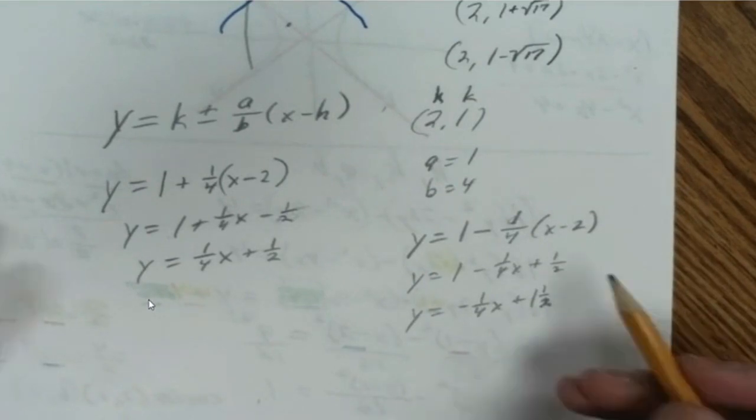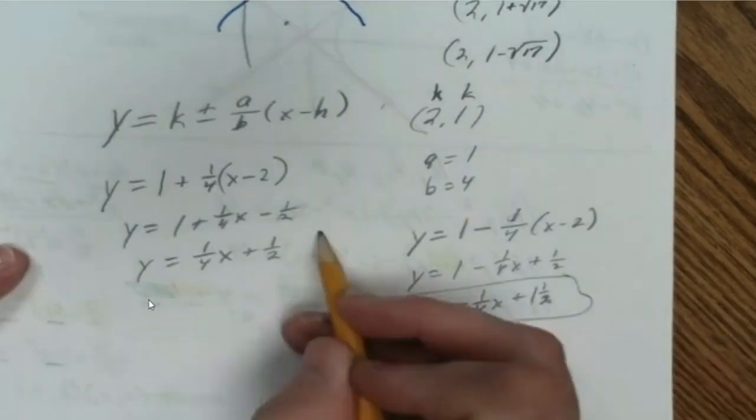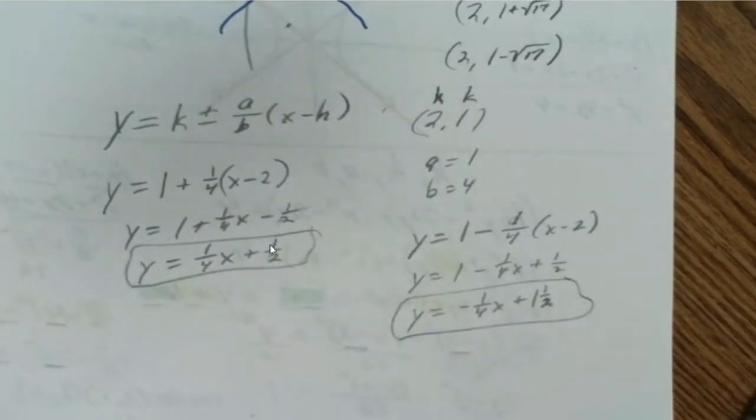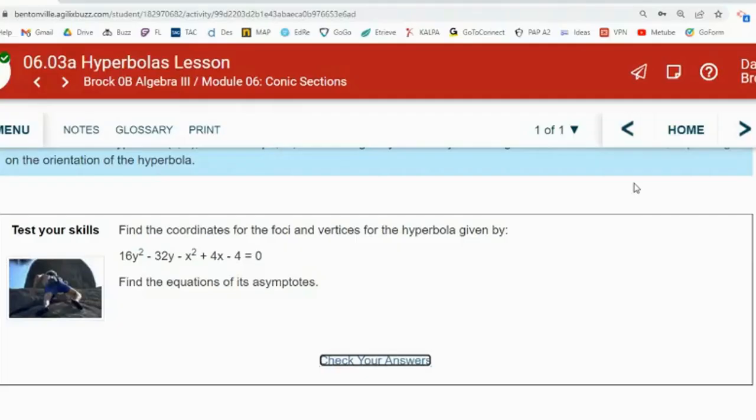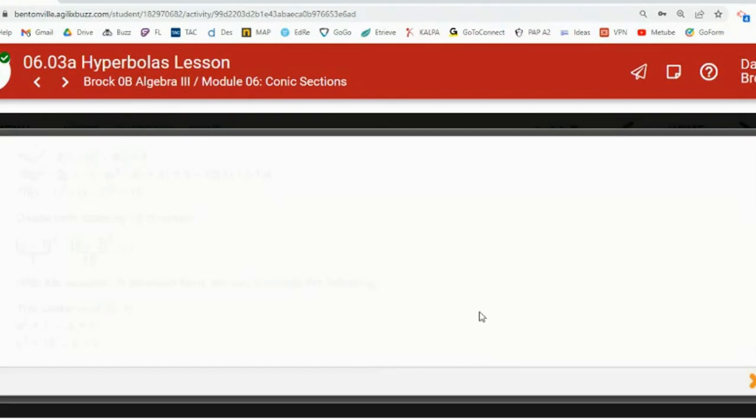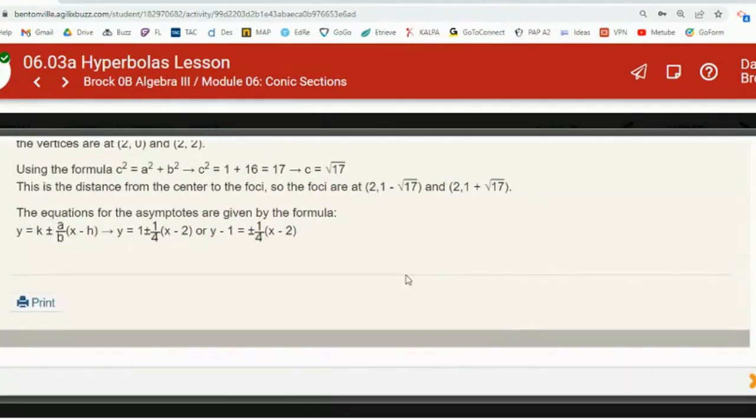So that's the two. Let's see if that's what they got. See if we did something wrong or if that's what they got in there. Check your answers. Did they simplify it at all? Oh, they left it at this. They didn't even simplify it. They said 1 plus or minus 1/4 times x minus 2. So that's fine. You can leave it like that.